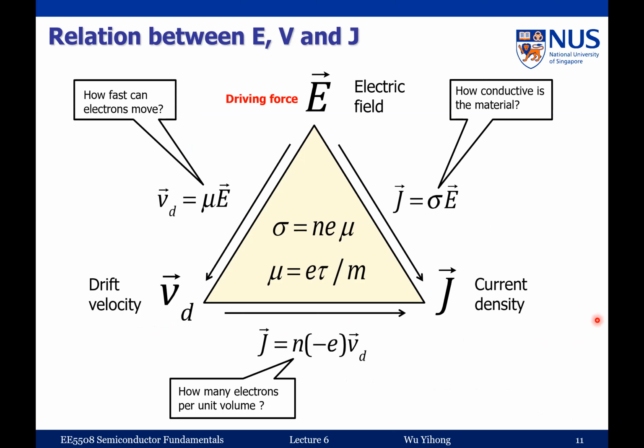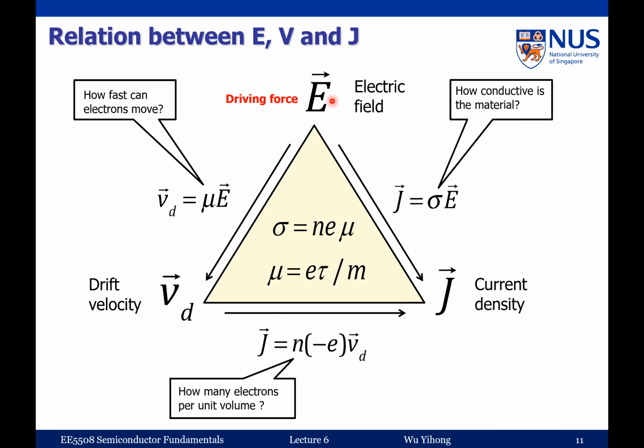Okay, so now if you understand this, we try to connect these three important physical quantities together in the same diagram. Then you see the driving force is always the electric field, right? When you apply an electric field and go this way, what do you see? When you drive it, the electron will start to drift against the electric field direction, and then you get the current density this way.